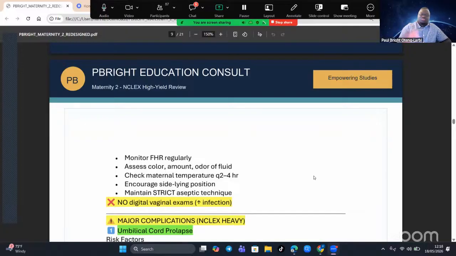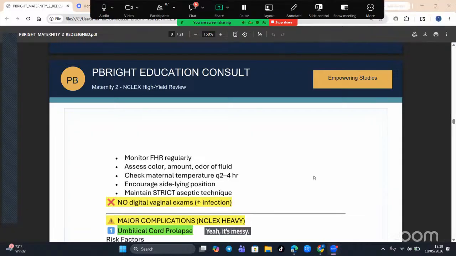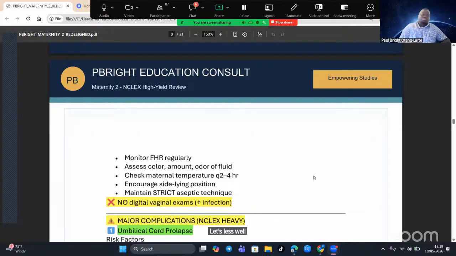Then you maintain side lying. Why side lying? And which side of the woman? Yes, Mercy. The left side to facilitate blood supply and then oxygen supply to the fetus. Left lateral. And to prevent aortocaval compression. The aorta, the inferior vena cava, their junction. You don't want to compress it. Okay. You maintain strict aseptic technique.